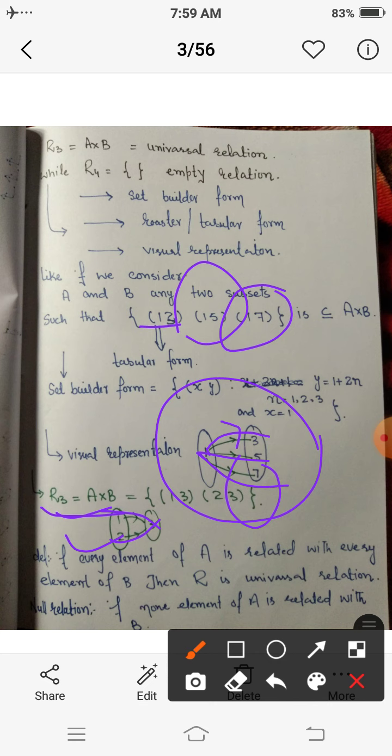So from this we conclude that the universal relation is that relation in which every element of A, meaning all elements of A, are related with each and every element of B. And the null relation is that relation where no element of A is related with B. So this is the empty relation.